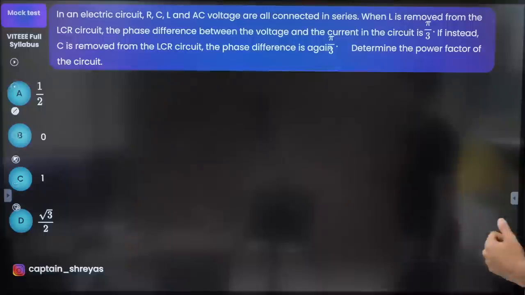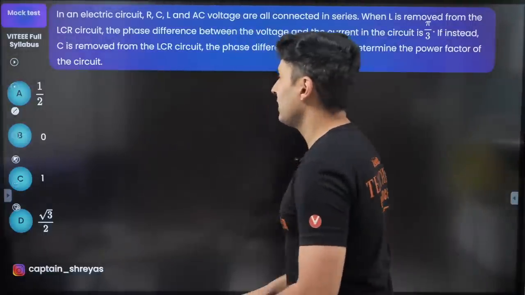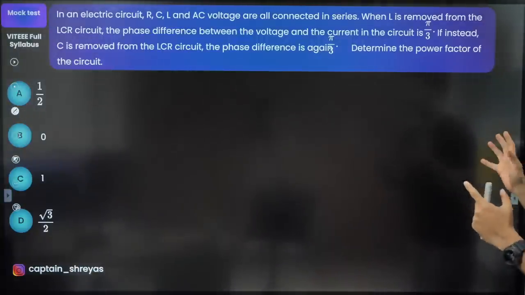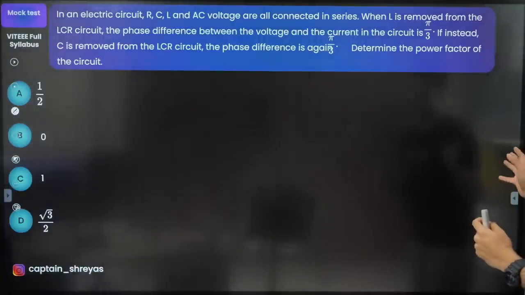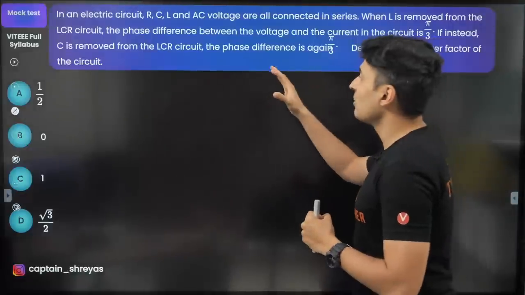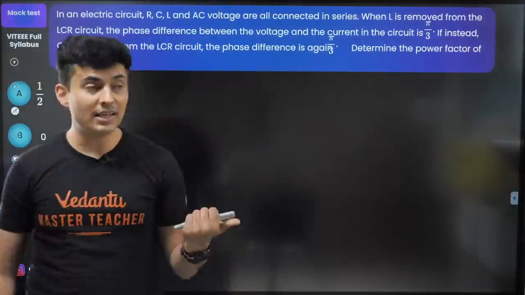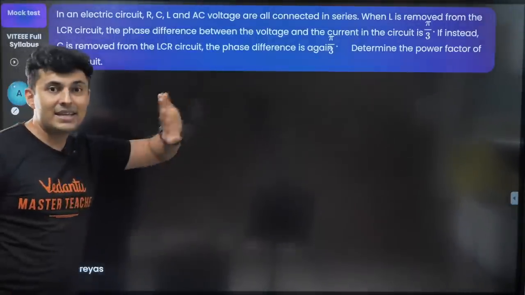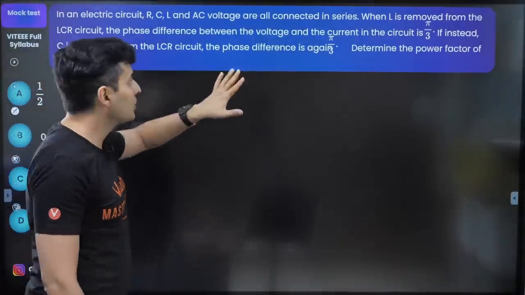All right, moving on to the next question. In an electrical circuit, LCR, you see that when L is removed, then the phase difference between voltage and current is this much. If instead C is removed, then the phase difference is again this much. What is the power factor? There is no need of doing any calculations in this. This is a direct question.